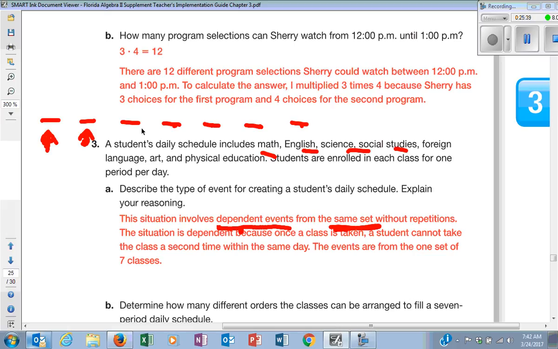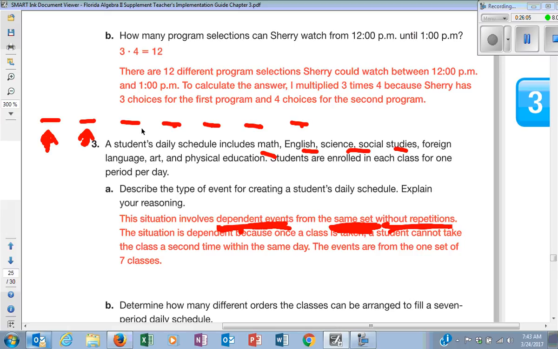Yes, as long as repetition is allowed. Why was Devin's independent? Because he could choose the same ride over and over again. So what I choose for my first ride didn't affect what I choose for my second one. But because there's no repetition, and I'm picking from the same set, that means these are going to be dependent events. You with me?